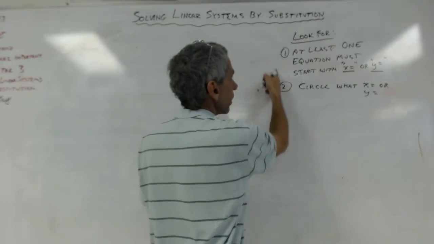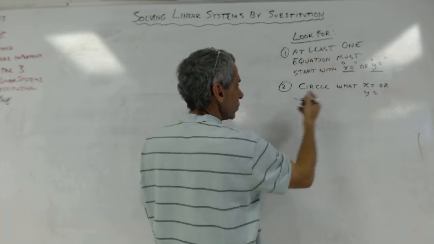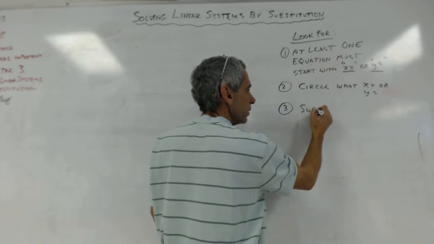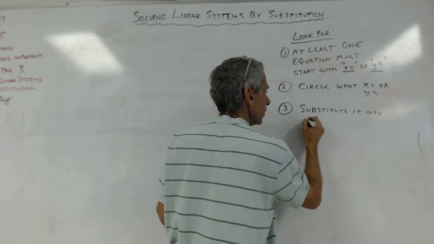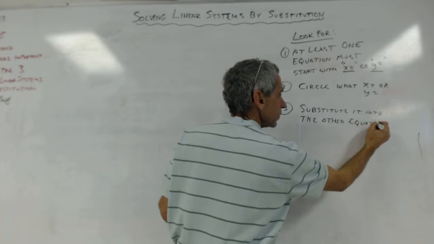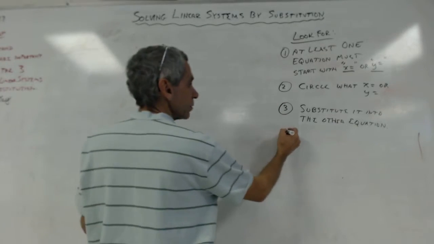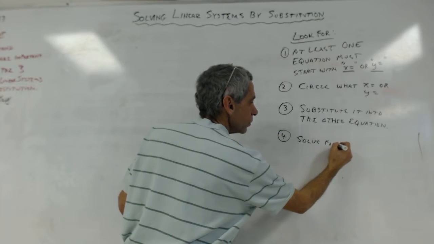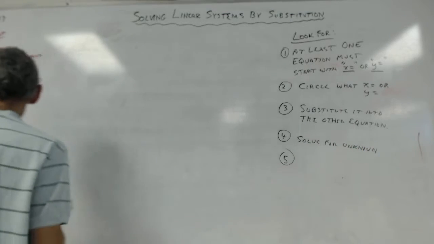So let's look at our process. At least one equation must equal x equals or y equals. Circle what x equals or y equals. And then substitute it into the other equation. And then you have one unknown, and you can solve it. So solve for the unknown, and there's one more, but you'll see that in a second as we do this other one.